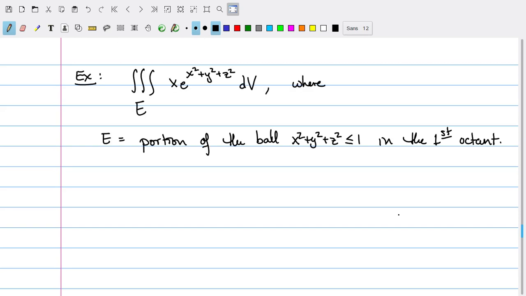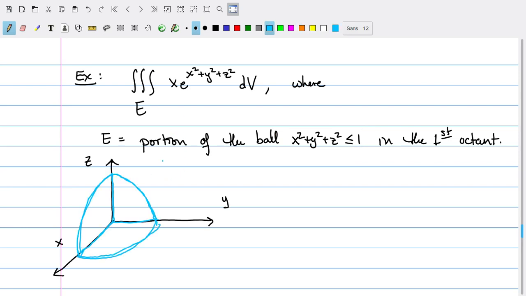Alright, let's go ahead and try out one more example. Here I want to evaluate the triple integral over E of x times e to the x squared plus y squared plus z squared dV, where here E is the portion of the ball x squared plus y squared plus z squared less than or equal to 1 inside the first octant. And this equation here makes a ball precisely because of the inequality. If this was an equality, we just get that sphere of radius 1. Because it's inequality, we're getting all the points whose distances from the origin are less than or equal to 1, so it's giving us that full ball there.